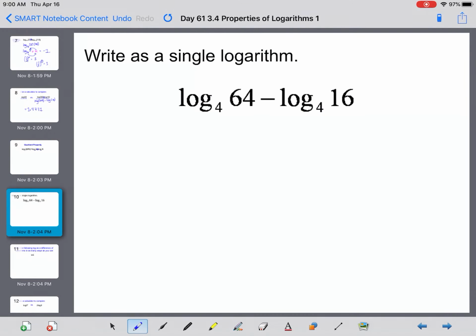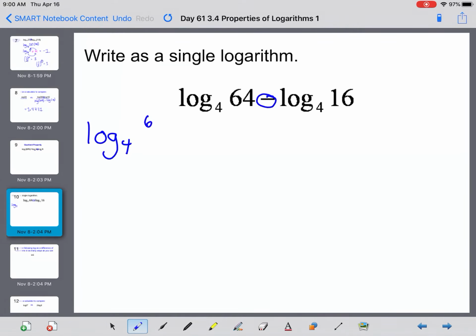All right, so let's take a look at this one. Let's write this as a single logarithm. And again, you always want to simplify when possible. So looking here, we're actually going to look at this one two different ways. So let's rewrite this using the property that we just learned. So this would be log base 4.